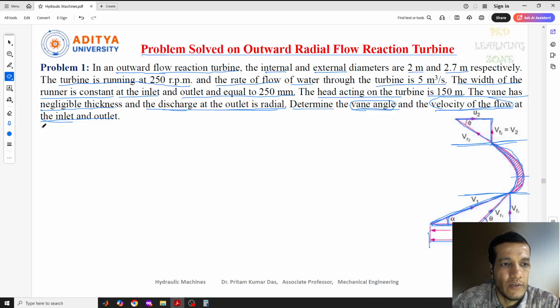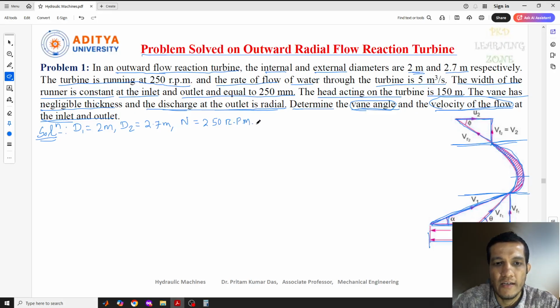Now we need to find the solution, like we need to calculate the vane angle and velocity of flow at inlet and outlet condition. So let's write down what are the data given first in this question. In the solution, first line itself you can write that two diameters are there, one internal and external diameter. So let D1 equal to 2 meter, and D2, external diameter, is 2.7 meter, and turbine running at speed, that is N equal to 250 rpm.